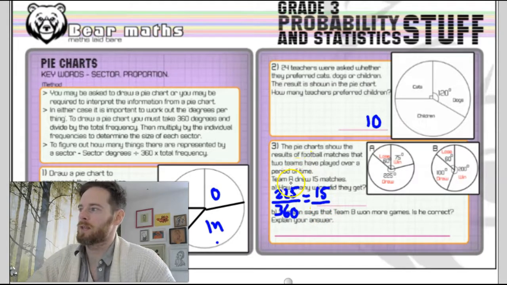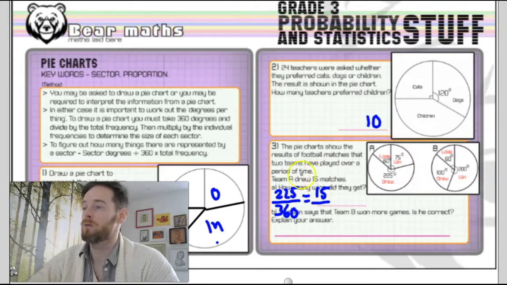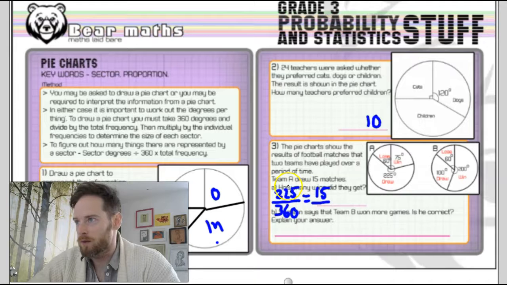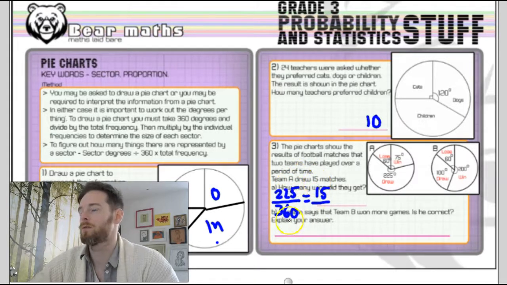Now, what you have to do is think about what can you divide 225 by to make 15. If you know your square numbers, you'll know that 15 squared is 225. So actually, if you divide 225 by 15, you get 15. And if you divide 360 by 15, you get 24. And that is the total number of matches that have been played.